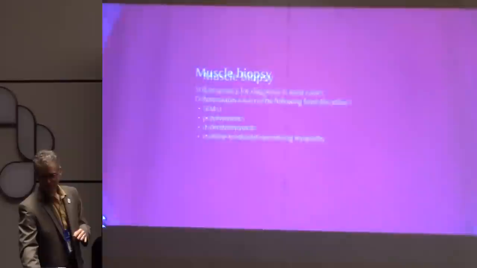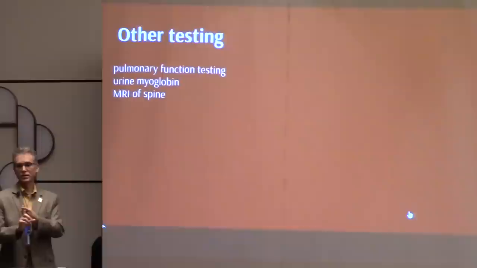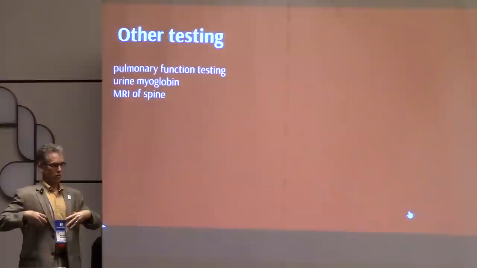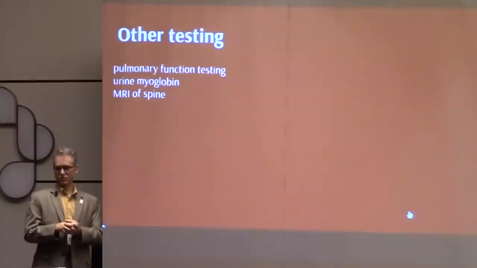Okay, other. I don't even know what's under other. Oh yeah, pulmonary function testing. The diaphragm is a muscle. The chest wall helps you cough. The chest wall helps you move air out. The diaphragm helps you move air in. The pulmonary function testing is a way to check how well those muscles are working.